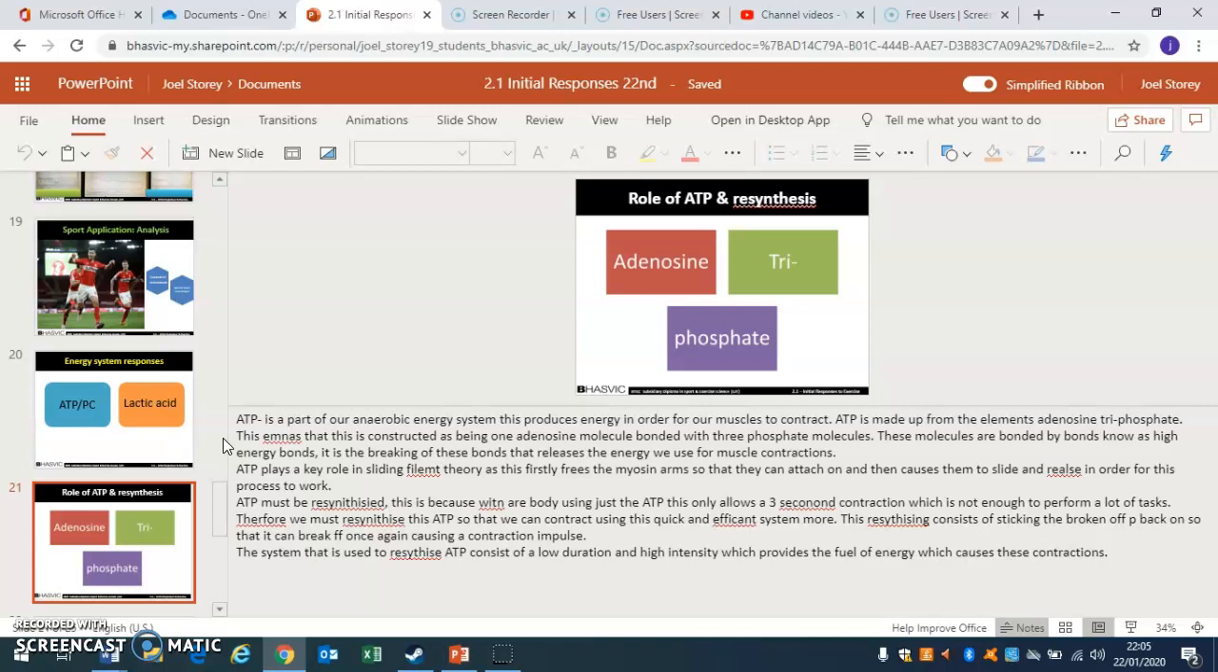ATP plays a key role in sliding filament theory, as this firstly frees the myosin arms so that they can attach and then cause them to slide and release for this other process to work.